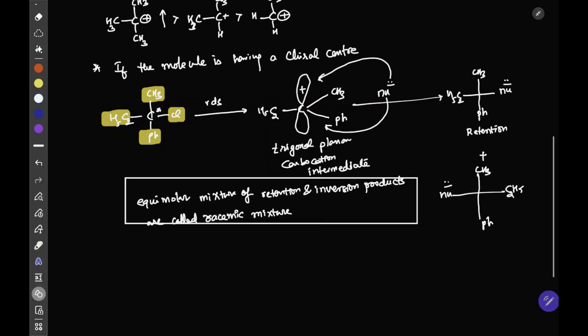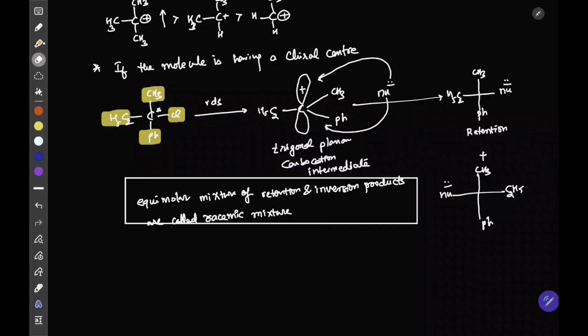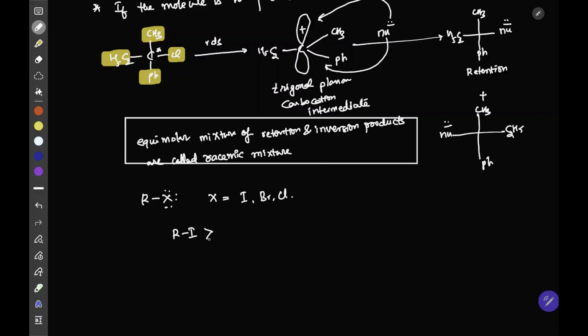Now about leaving group ability. In the case of an alkyl halide R-X, suppose X is iodine, bromine, or chlorine. Out of these three, iodine is a good leaving group because of its size and the smaller difference in electronegativity, so iodine leaves very easily. The order of leaving is iodine fastest, then bromine, then chlorine. So this is the SN1 mechanism.